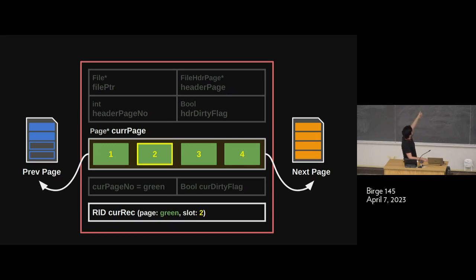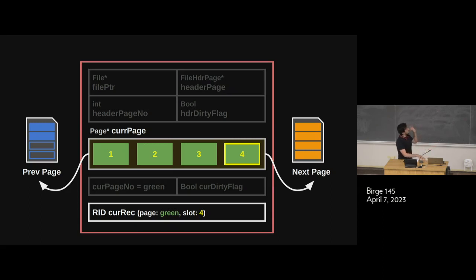So let's assume that we're currently looking at record number 2 within the current page, right? So the current record variable will have page number as green and slot number as 2, right? Now, I'm looking for some rows which satisfy a certain condition. Let's say this particular row does not, so we'll move forwards, right? We'll reach record 3. That does not satisfy my condition. I'll move to record 4. And let's say that does not satisfy my condition as well. So what do I do next?